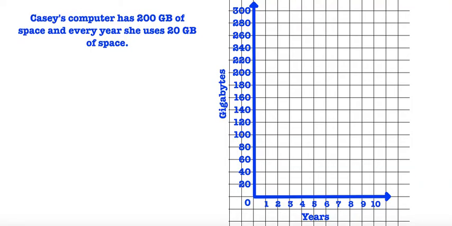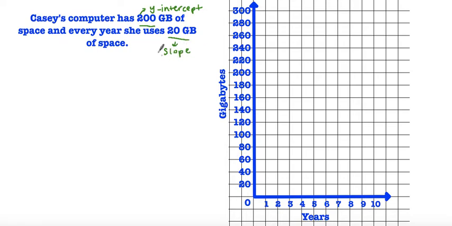So here we have a problem. Casey's computer has 200 gigabytes of space, and every year she uses 20 gigabytes of space. Initially, her computer started off with 200 gigabytes, so this is our initial value that we also know as our y-intercept. And then every year she uses 20 gigabytes of space. So this is our slope, because it's the rate at which she is using her gigabytes.